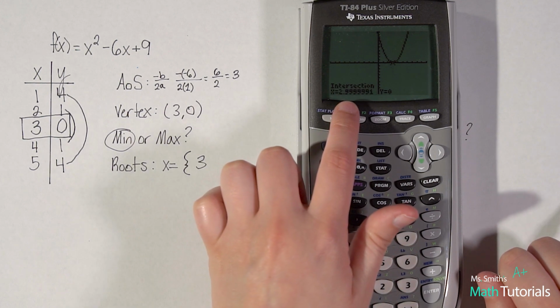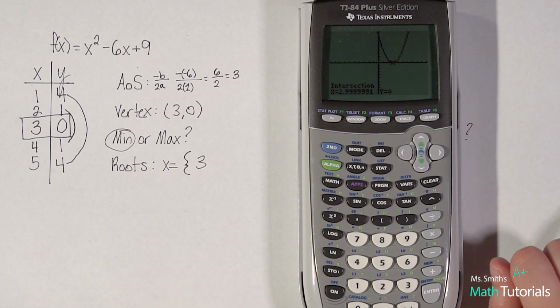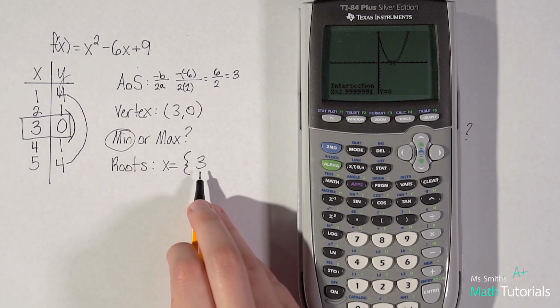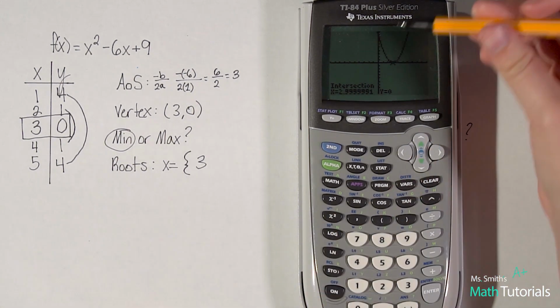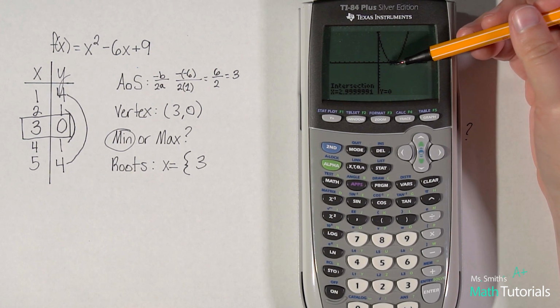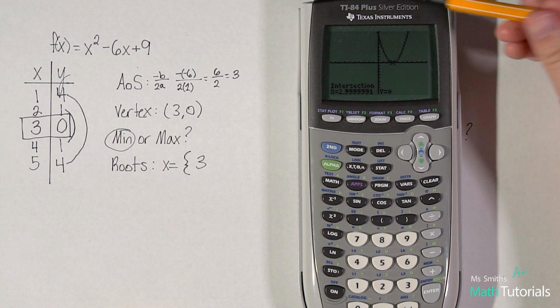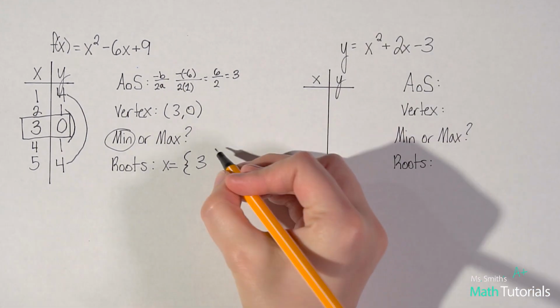And see, it says the intersection is 2.9 repeating again. So we're going to round that up to 3, and that tells me that this parabola only has one root, and that's 3. Even though it was hard to tell, it just barely kisses that x-axis and then moves on its way up. There's no 2 intersections there. So that's kind of a different problem.